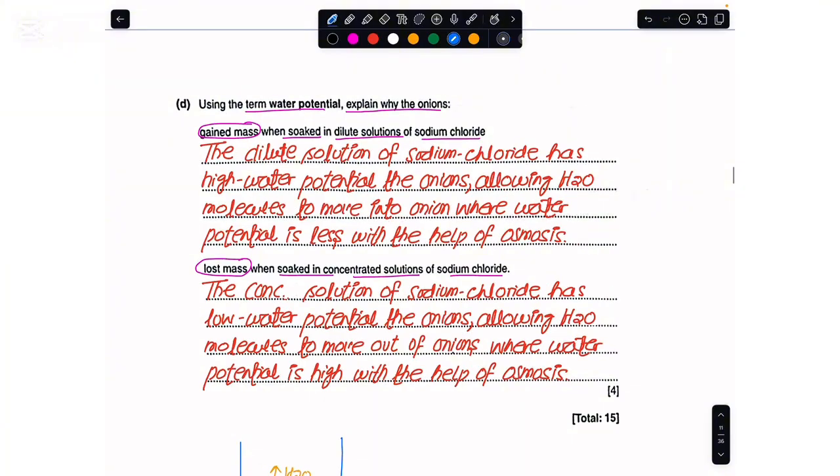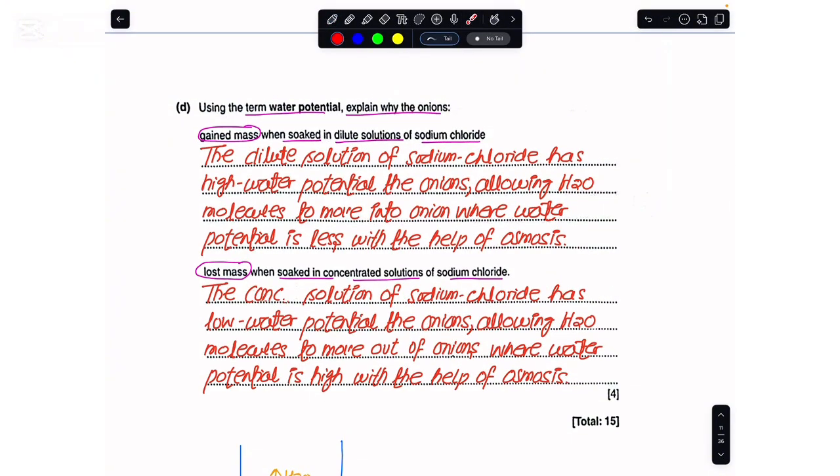So if I were to simply read the answers for you for the first part, where we have immersed them in the dilute solution of sodium chloride, we would say that the dilute solution of sodium chloride has higher water potential than the onions, and this allows water molecules to move into the onions, where the water potential, as I have said, is low. That would be done with the help of osmosis, and by that the onion bulbs would gain mass.